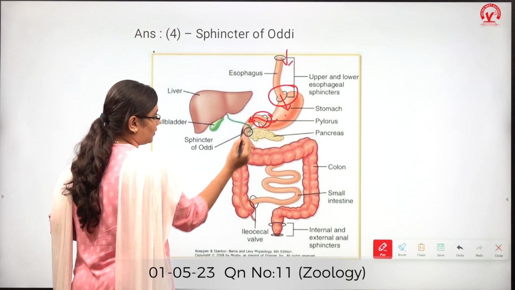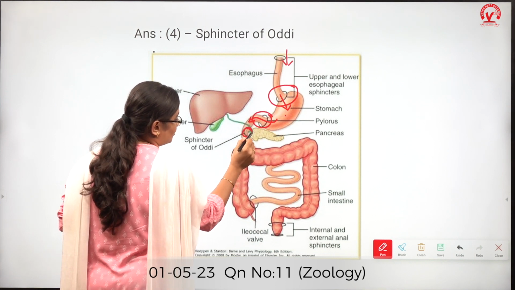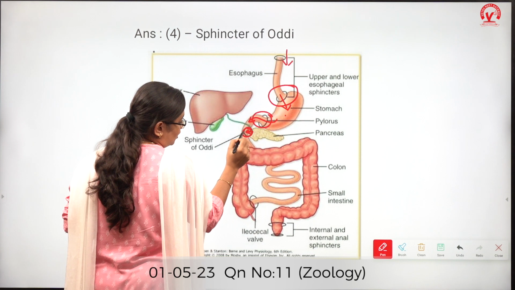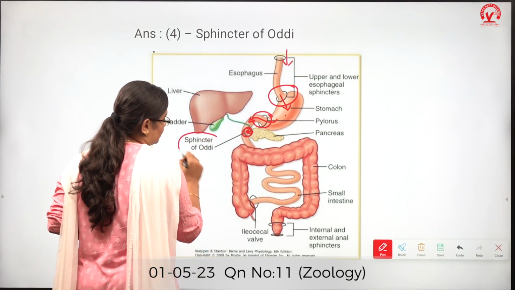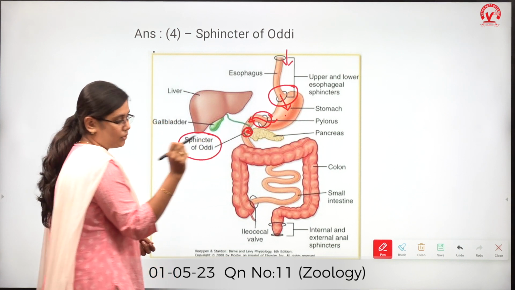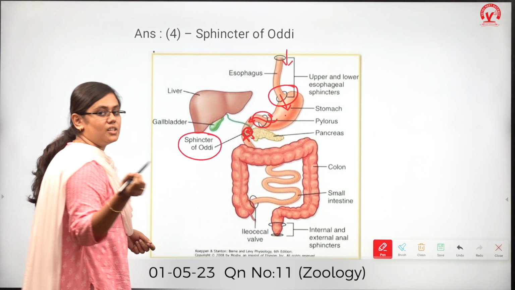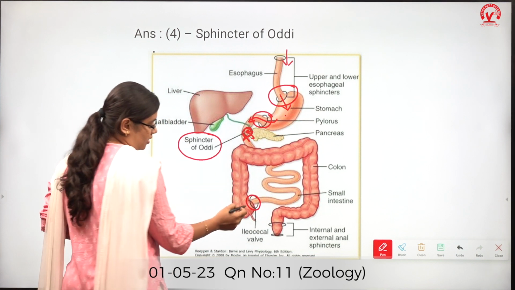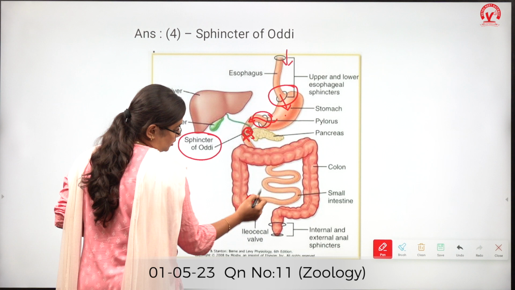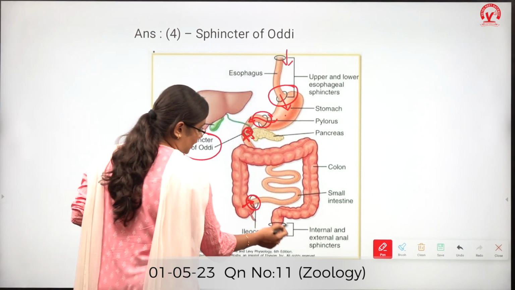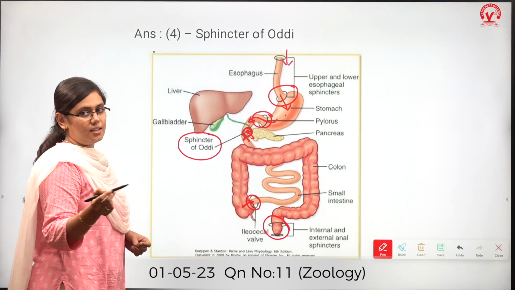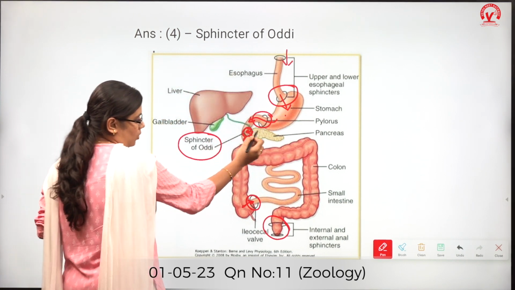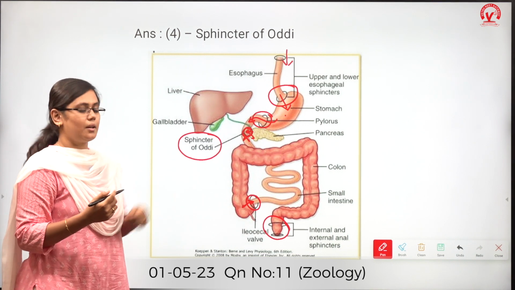Here it prevents backflow. Sphincter of Oddi is present at the junction of the pancreas and duodenum. So the pancreatic secretion will flow from the pancreas into the duodenum, and this opening is guarded by the sphincter of Oddi. Sphincter of Oddi prevents backflow of pancreatic secretion from the duodenum into the pancreas. Ileocecal junction is guarded by the ileocecal sphincter. So it prevents backflow of feces from the cecum into the small intestine, into the ileum. And finally, the anal opening is guarded by anal sphincters. So for this question, the answer will be option 4, sphincter of Oddi, which prevents backflow of pancreatic secretion from the intestine into the pancreas.